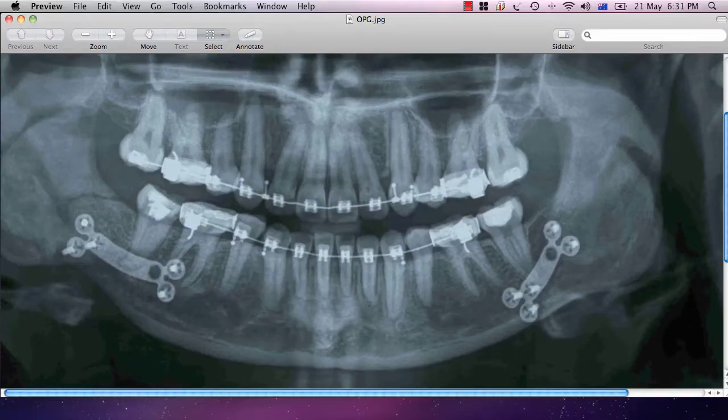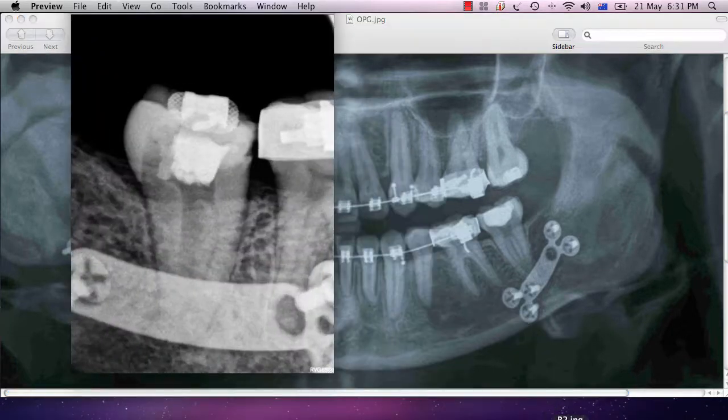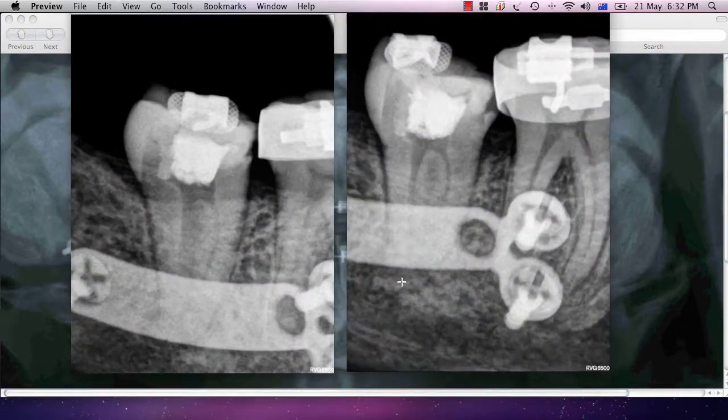We took a couple of periapical radiographs. Obviously, it was going to be difficult with this plate here, and these are what we came up with. A few things to take away from here. Perhaps we've got some lucency in this area around the second molar. First molar, we can't really see the periapical areas.